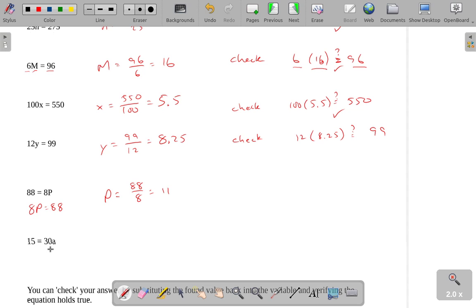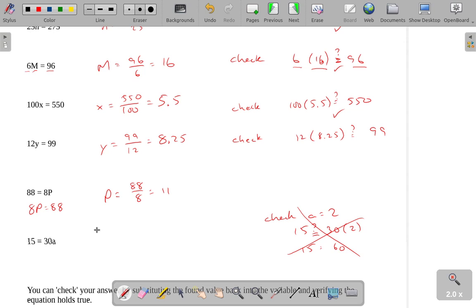Now, you really want to be careful with something like this, because oftentimes I can almost guess that some of you looked at this and said, okay, a is 2. But let me check that. Let's check what happens if a is 2. This would then say 15 is equal to 30 times 2. 15 equals 60, which is clearly not true.